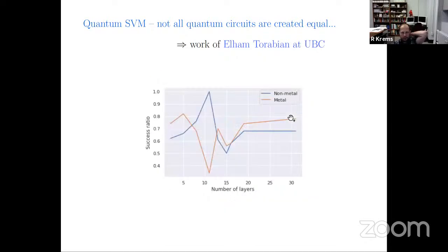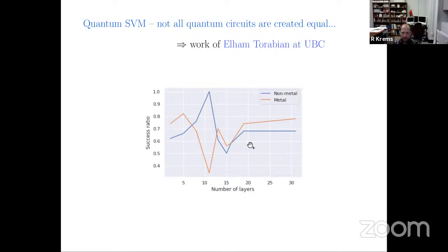I guess maybe this is what we should look at. What this shows is the accuracy of classification, which is of course the greatest when it's equal to 1. For the two classes, the class of metals and the class of non-metals, this is as a function of the number of layers in the circuits that are used to build quantum kernels. And as you can see, the error fluctuates all over.